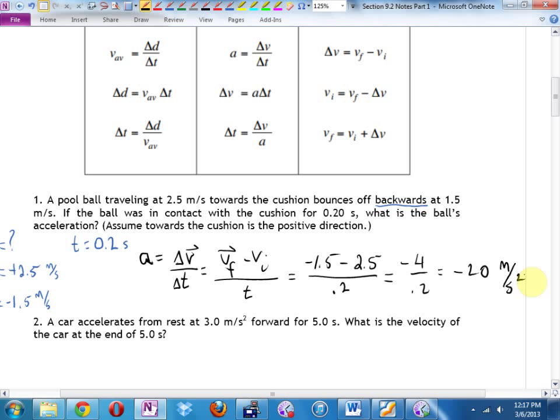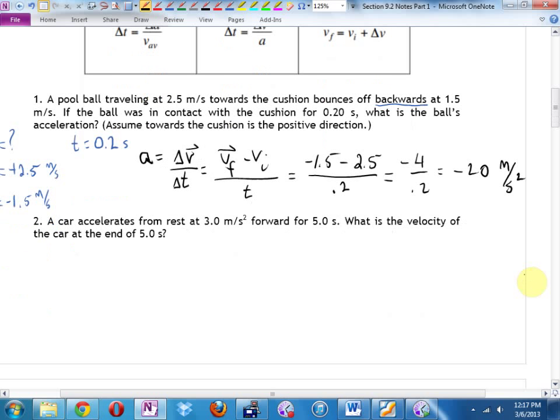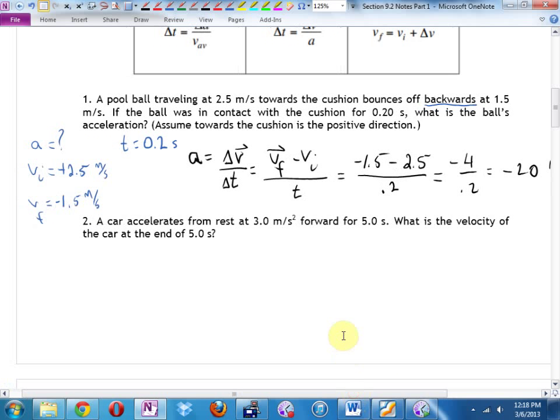Example 2. A car accelerates from rest at 3 meters per second squared forwards for 5 seconds. What's the velocity of the car at the end of the 5 seconds? What is this question asking me to find? Final or initial? I'm going to write down V final equals question mark. That must mean they told me everything else.